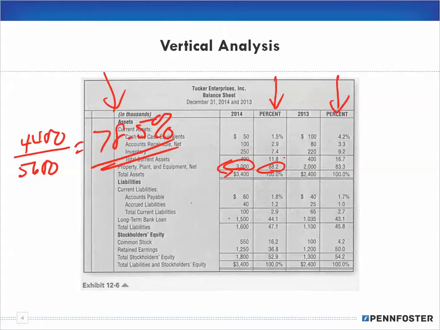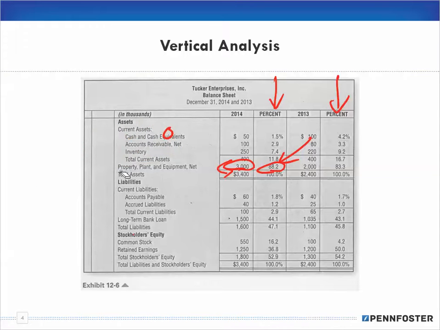Now I can look and say, okay, the construction company has property, plant, and equipment of 78.5%. Tucker Enterprises has 88.2%. Now it makes a lot more sense. We know that Tucker Equipment has more in physical assets as a percentage versus the construction company. So that's how you use it. But you're creating it in a vertical fashion.